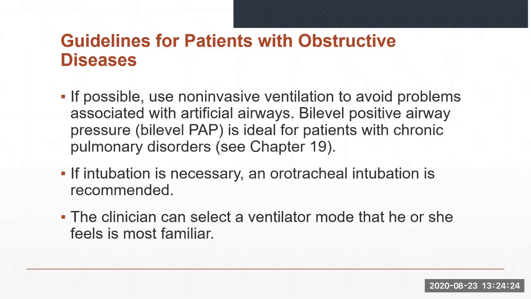Guidelines for patients with obstructive diseases. Patients with COPD, or chronic obstructive pulmonary diseases such as asthma, emphysema, and chronic bronchitis, have increased airway resistance and may also have increased or decreased lung compliance, which when combined cause significant expiratory obstruction, lengthening the time constant, and lead to air trapping.